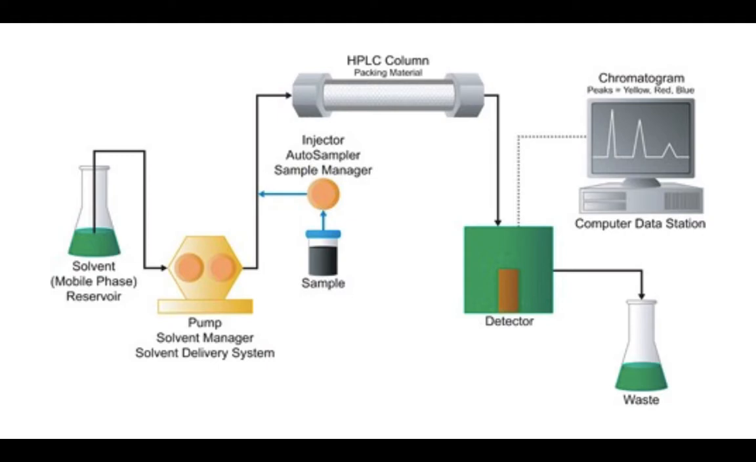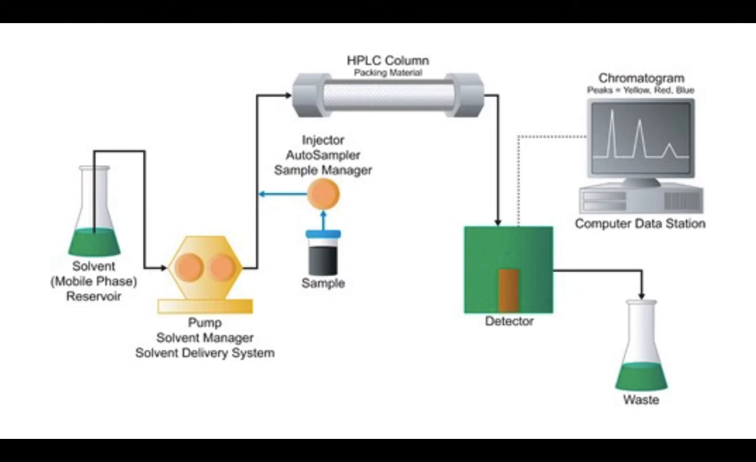The stationary phase is the substance left in the column. The eluent is the fluid entering the column. The eluate is the fluid exiting the column. The elution is the process of washing out a compound through the column using a solvent.